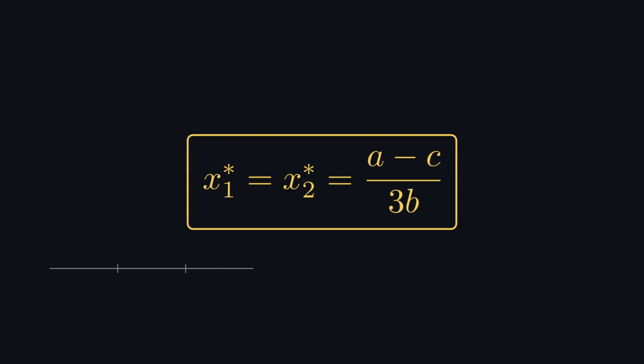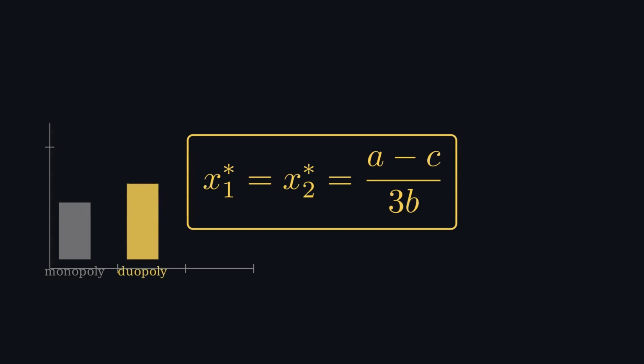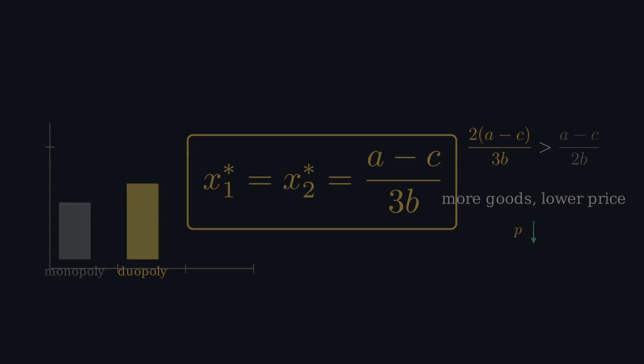And here's the payoff for the rest of us. Together, the two firms make more than a lone monopolist ever would. 2/3 of (A minus C) over B versus a half. More supply pushes the price down. The buyer wins, even though each firm earns less. That's competition in one crossing of two lines.